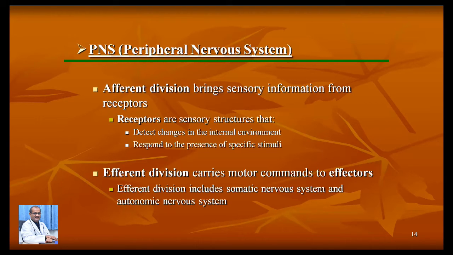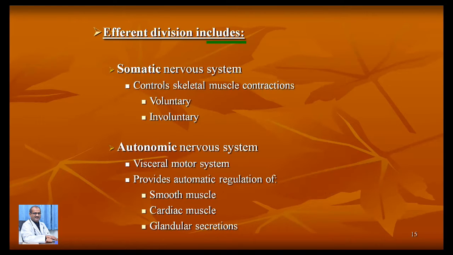And the efferent division includes the somatic nervous system and the autonomic nervous system. The somatic nervous system controls the skeletal muscle contractions. It is usually voluntary, or sometimes it is involuntary also. Whereas the autonomic nervous system is the involuntary nervous system. The visceral motor system provides the autonomic regulation of smooth muscle contraction, cardiac muscles, and glandular secretions. All these are controlled by the autonomic nervous system.